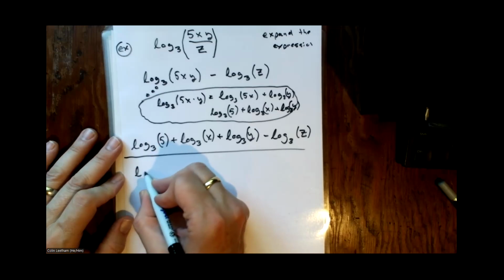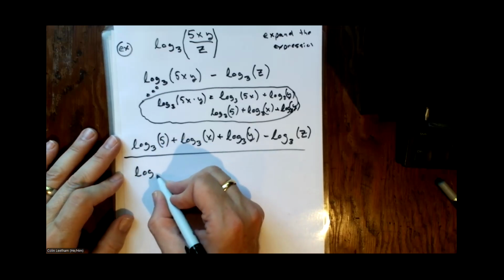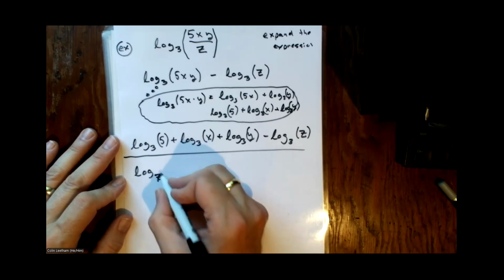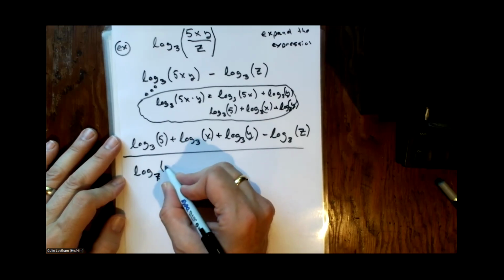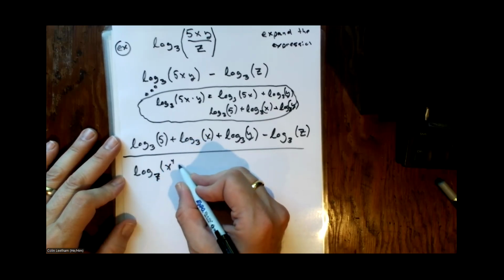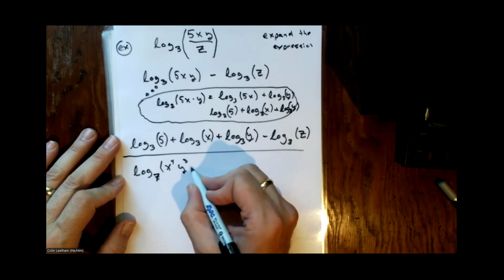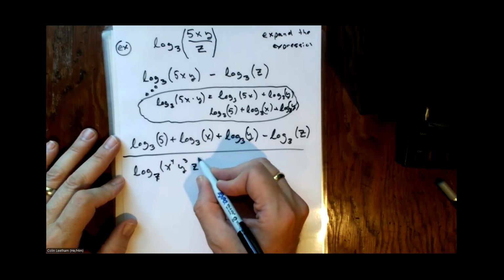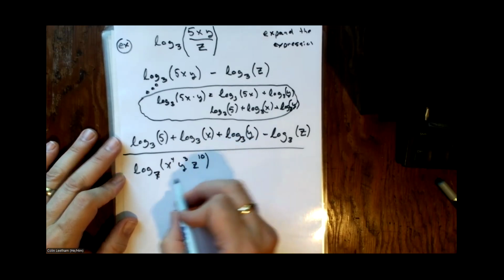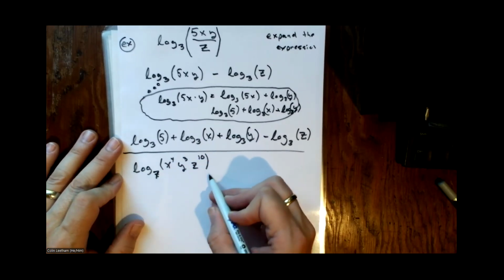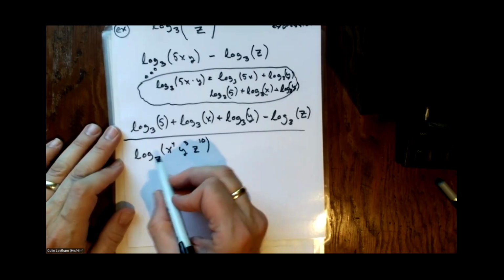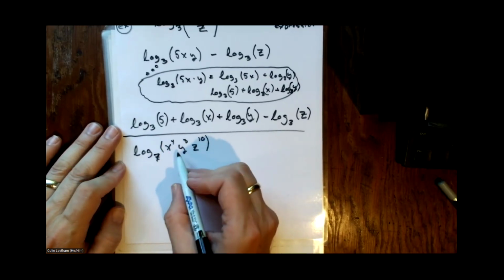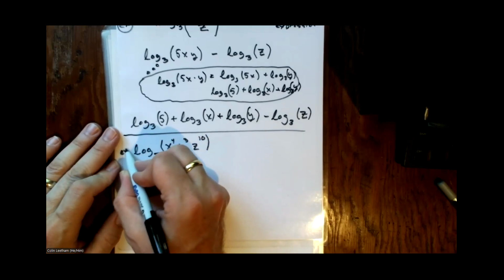So let's do this. I'm going to do log base 7 of x to the fourth y cubed z to the 10th. And once again, I've got three things multiplied together. So I'm going to split this up into three different logarithms just to start, but then you're going to see something else fun happen. This is our second example here.